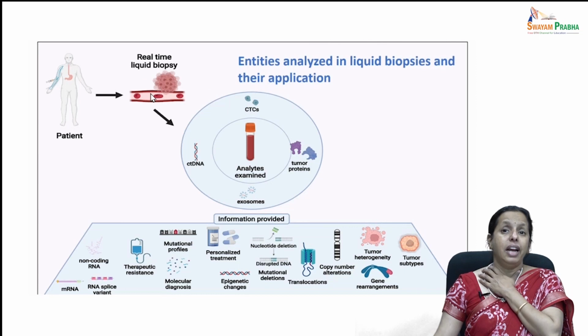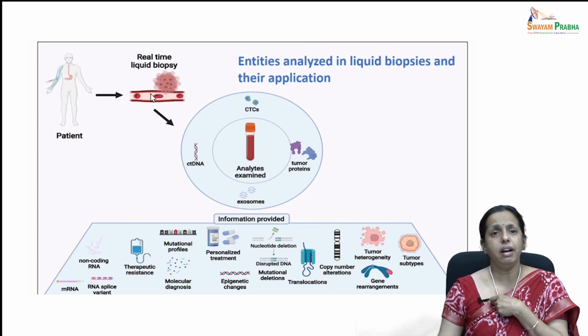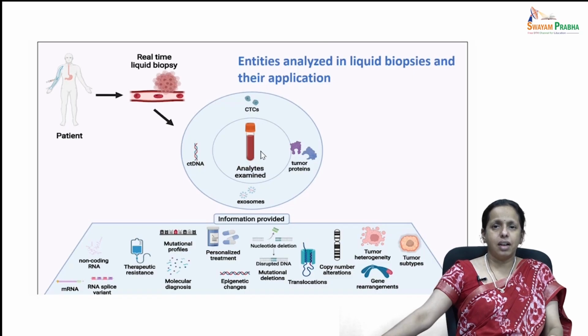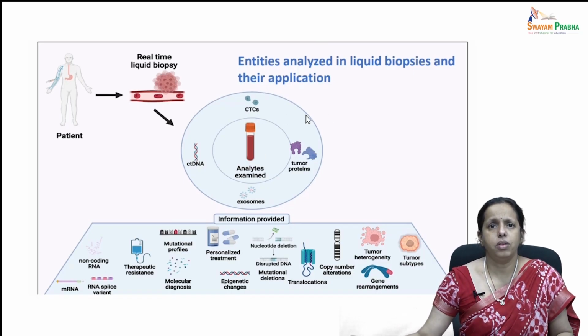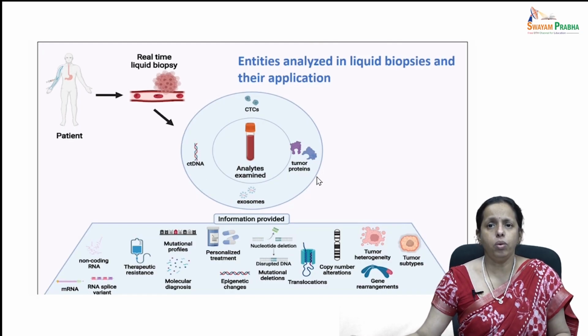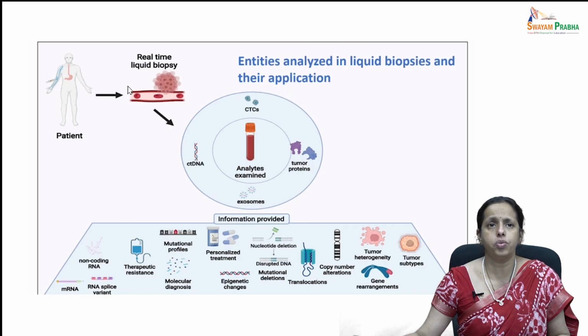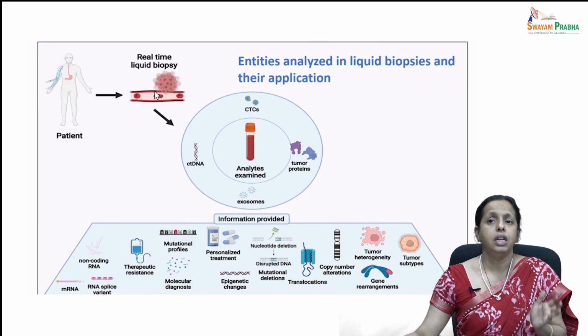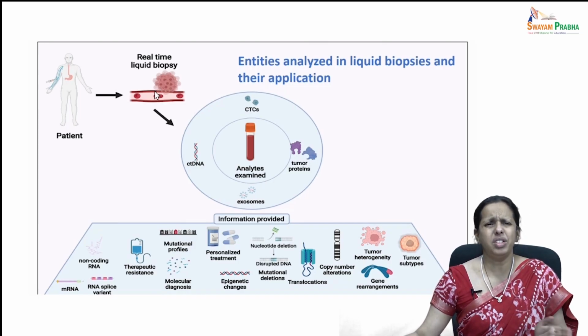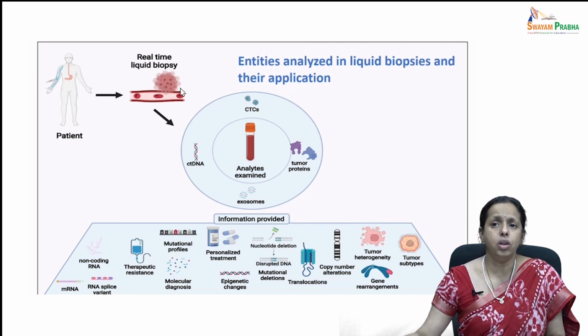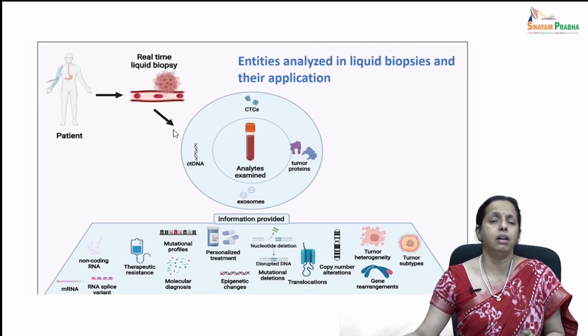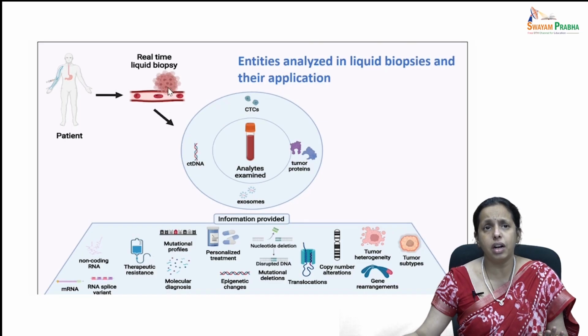So what are the different entities we analyze in liquid biopsies and their applications? You can have various analytes analyzed in liquid biopsies, for example your CTCs, your ctDNA, your exosomes, and then your tumor proteins. Now for treatment decisions, we usually rely on analysis of the tumor tissues for the expression of a particular gene or a specific genomic aberration or alteration. Usually these are analyzed by IHC or FISH, that is fluorescence in situ hybridization. This analysis is usually restricted to the tumor alone.